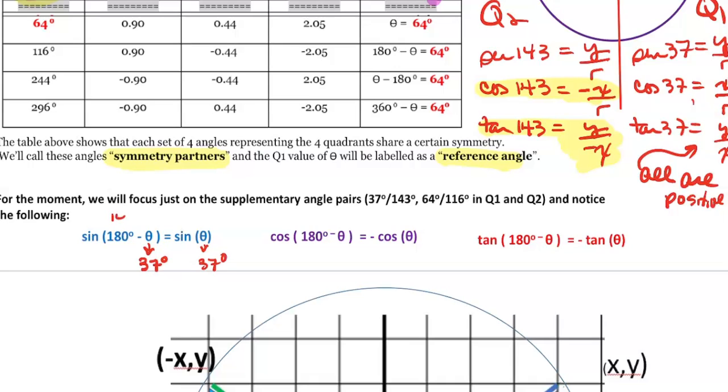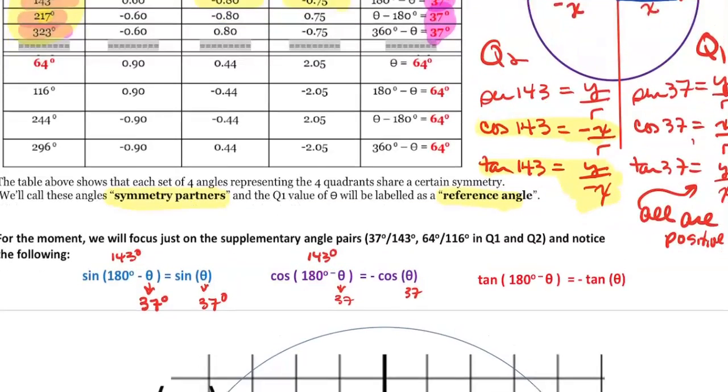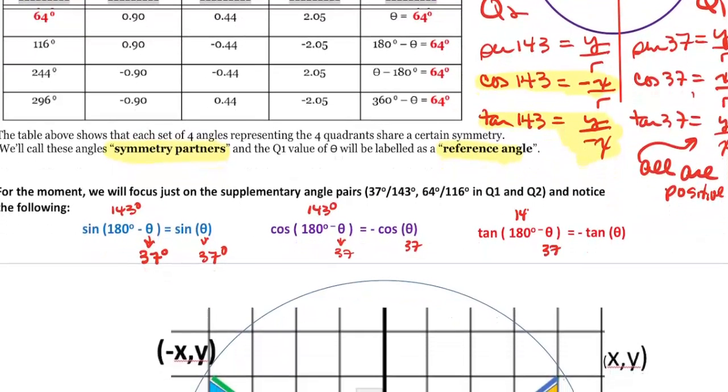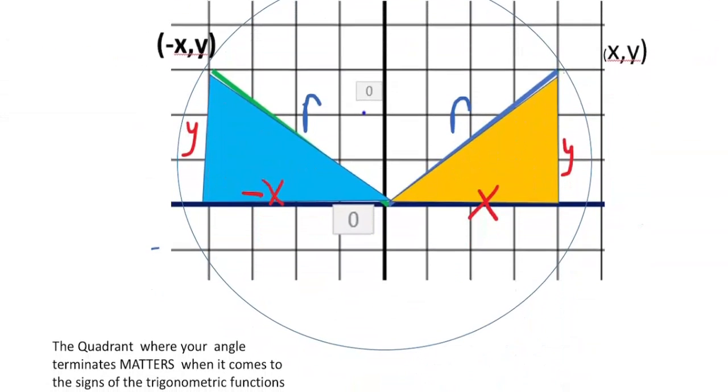Okay, so this angle was 143. Then I noticed that the cosine of 180 minus our reference angle is going to be the negative of the cosine of 37, which was our reference angle. And the tan of 180 minus theta, where theta is the reference angle, so this is 143, also equals the negative of the tan of the reference angle. So this will always hold forever and ever. Okay, these three things will always hold. So what we're going to end up learning is this.